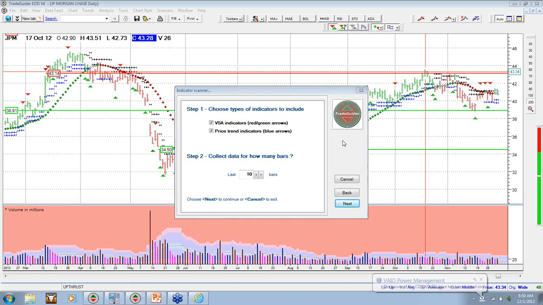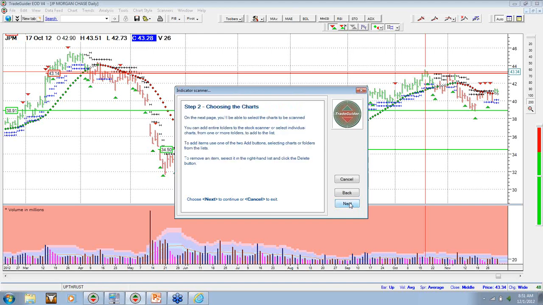I'm also going to look at whether there are any trend changes in the trend channels, because we have blue arrows that represent trend change indicators, and I'm going to show you. So if we change from a downtrend to an uptrend, and I've got VSA indicators in the background, I'm going to be interested in if it's green going long, red going short.